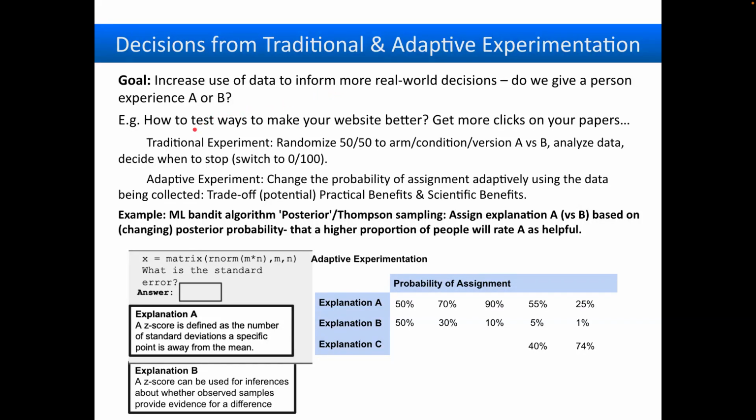For you all, how would you test ways to make your website better? How do you modify a website to get more clicks on your papers, which we're all very motivated to have? In a traditional experiment, you would randomize something like 50-50 to an arm or condition or version A versus B. You'd analyze data, and you have to make that decision when to stop. You switch from 50-50 to 0-100.